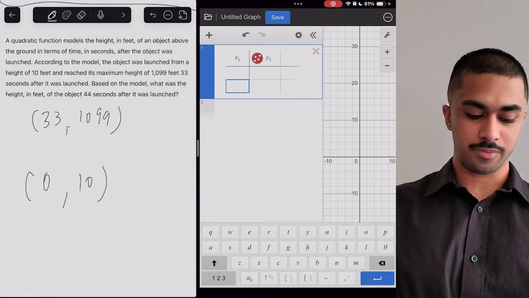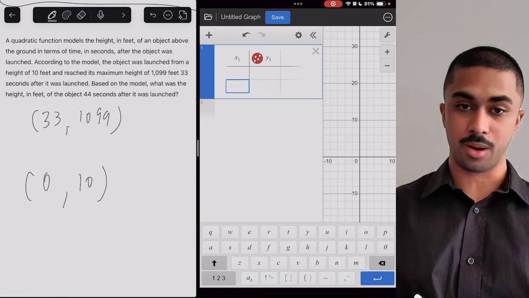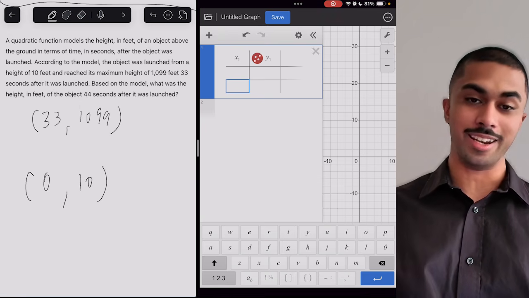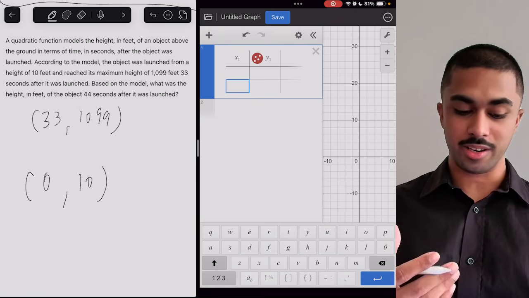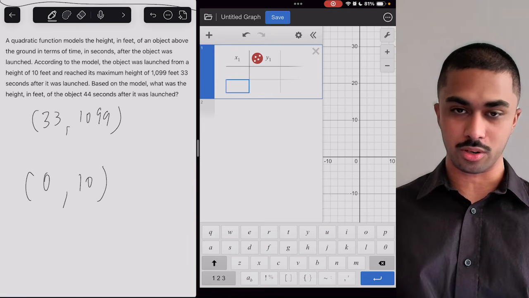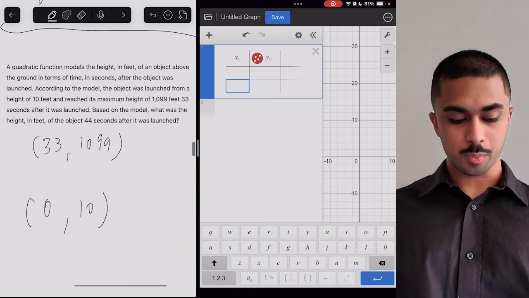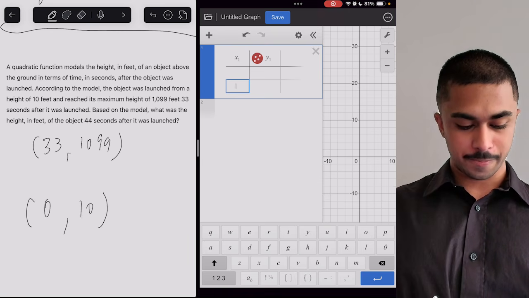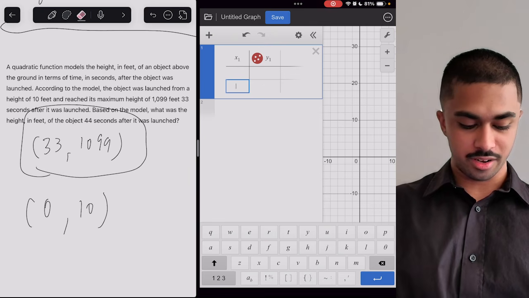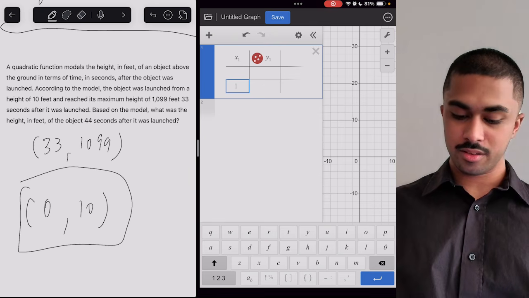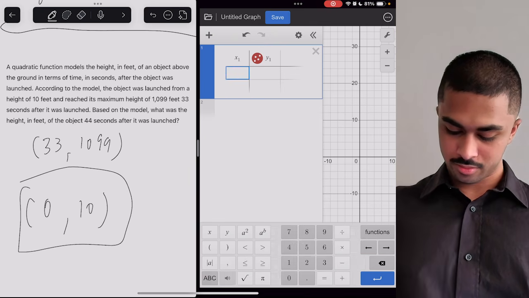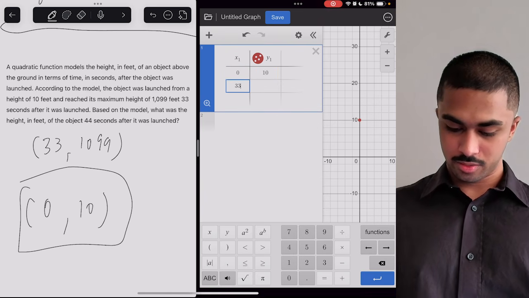Make sure we have the 0 and the 33 at the x spot, right? Seconds are an independent variable. They go at the x spot. Otherwise, your equation is going to look really weird. Okay. (33, 0) and (0, 10). Put these in.